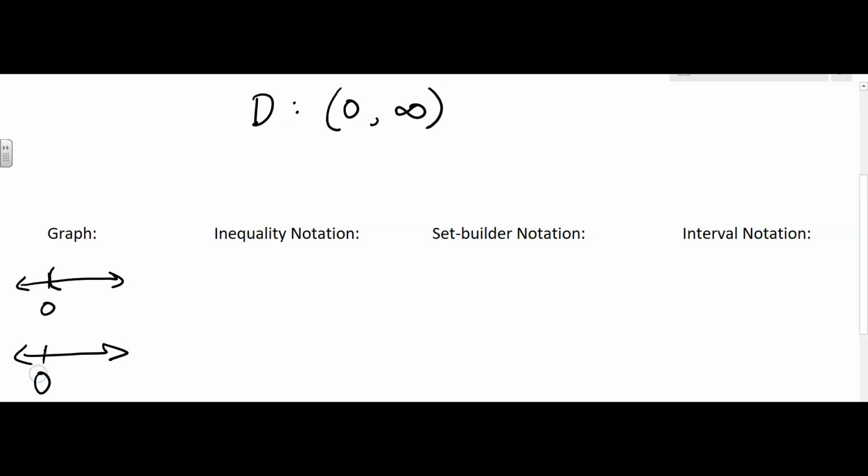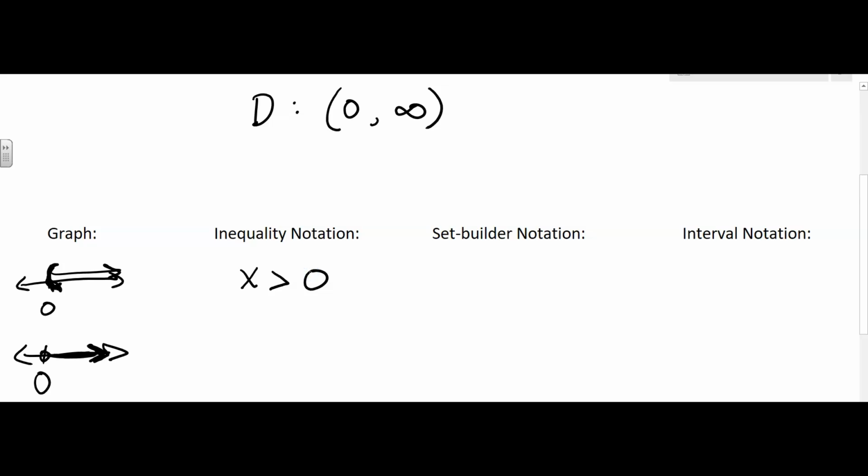When we use an open dot, we just put an open dot like that. Sometimes those are hard to draw, but so are the parentheses. Anyway, our domain is going off to the right, so in this case it would look like that. And I don't care if you use the parenthesis or the open dot, you're going to see both. So, okay, that's the graph, what it looks like. What does the inequality notation look like? Well, we did that already. We said x is greater than 0. That's the inequality notation.